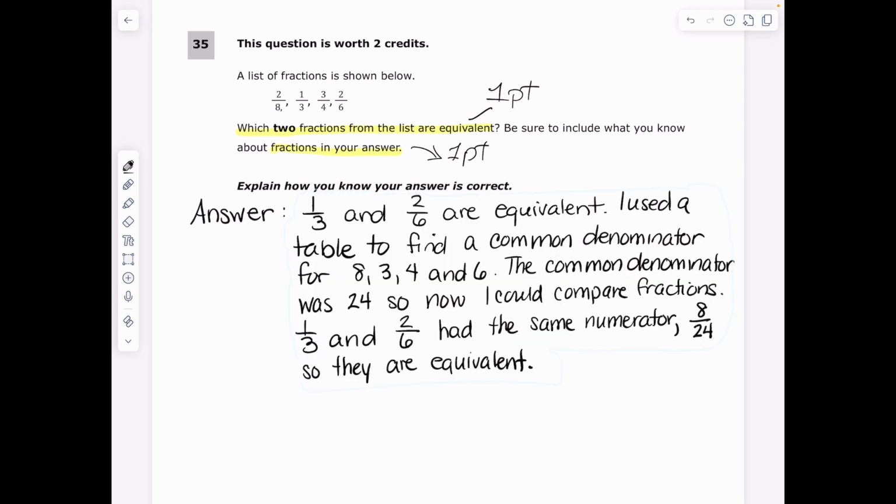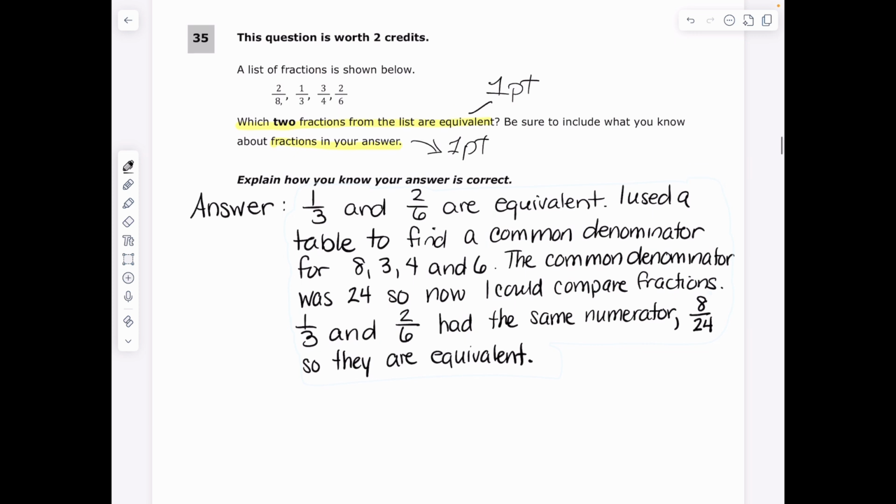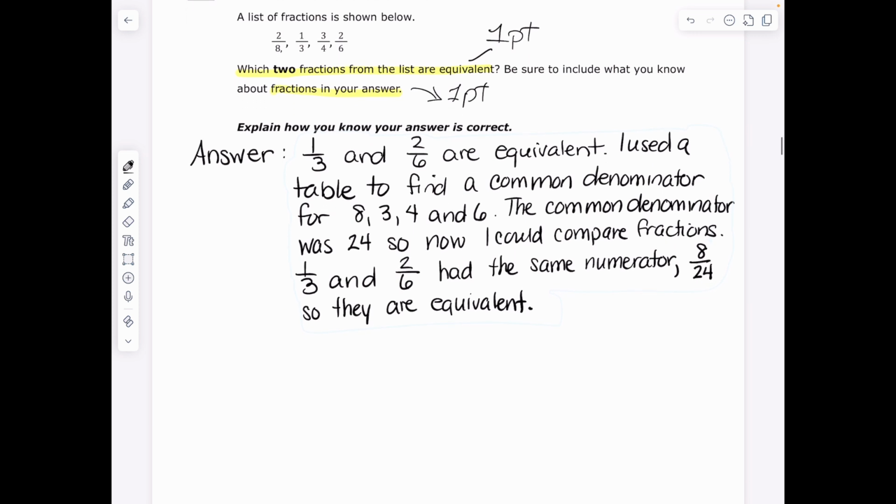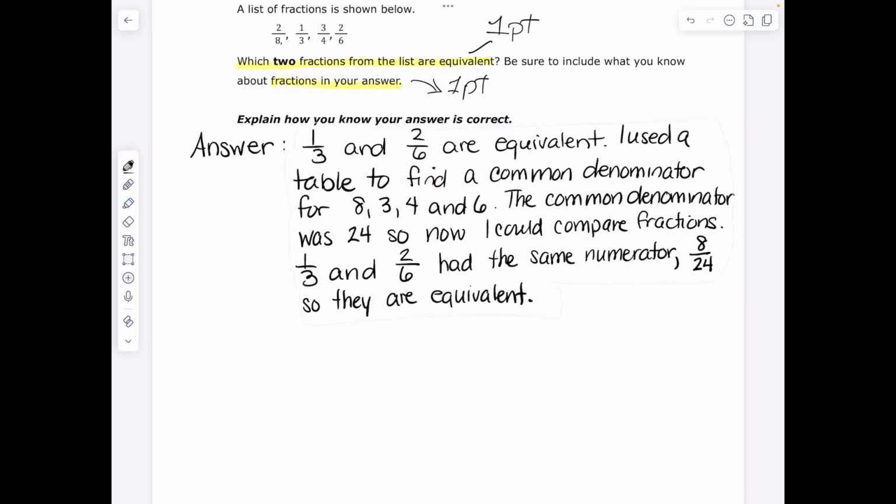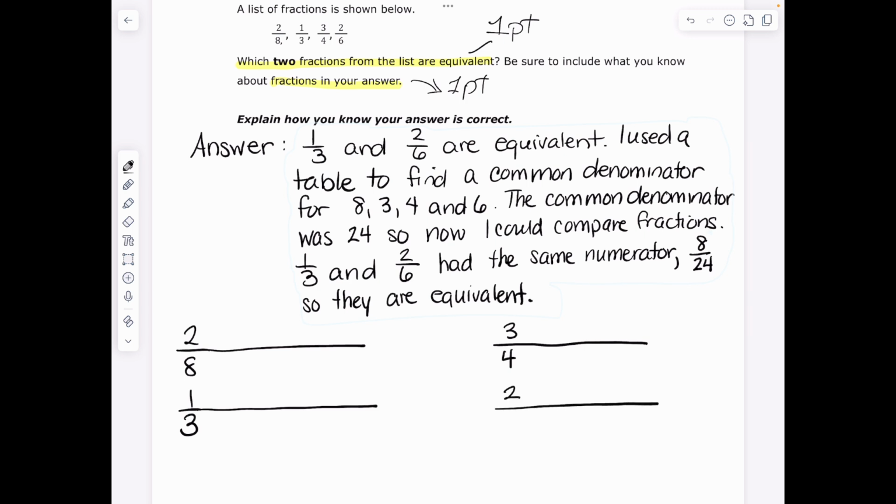1/3 and 2/6 are equivalent. I used a table to find a common denominator. I'm going to make the table in front of you so you can see it, to find a common denominator for 8, 3, 4, and 6. The common denominator was 24. So what I did was, I literally just made these tables. A lot of times I do the work and then I erase it before I record it, so that I make sure that I can explain it really, really well.